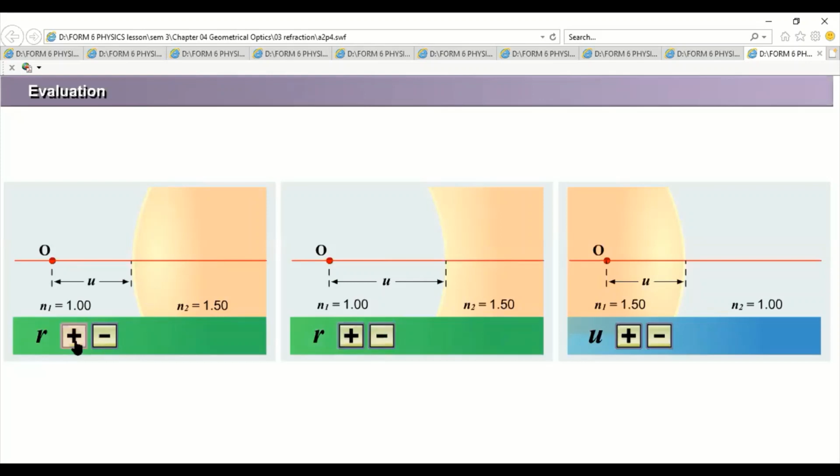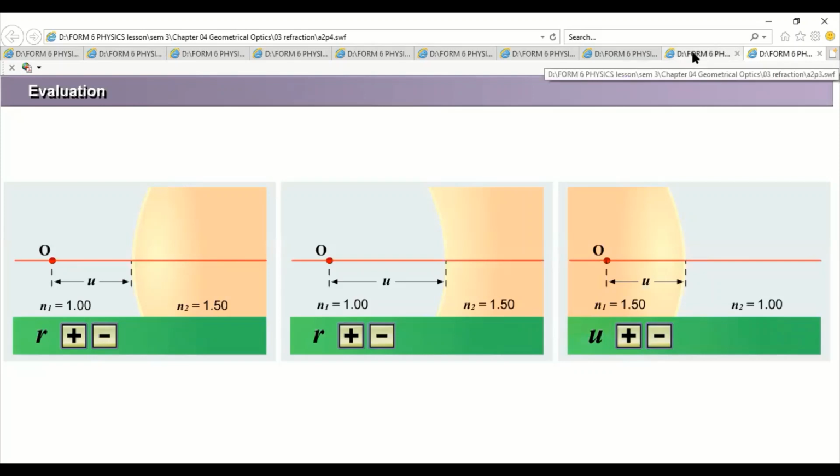This is positive because R is inside the curved surface, inside the refractive, inside the optical. This is negative because the R is outside the optical. And this one, object is here, image is here, so is it considered positive or negative? So it will be positive. Okay. Why? Because here, this is considered a convex surface.